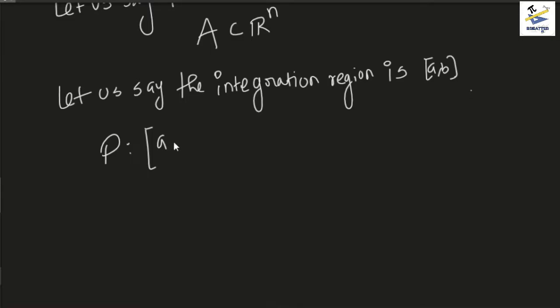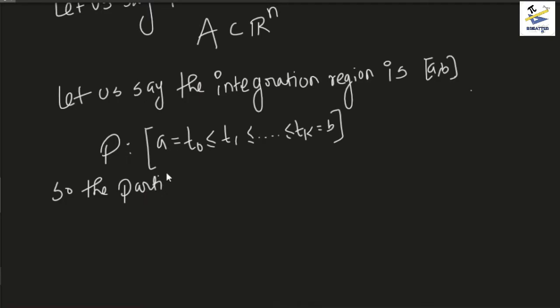We are going to say a is the first point, which we name as t0. Then we have t1, and all the way up to tk, where tk is the last point, which is b. So how many subdivisions are there? The partitions are all disjoint, and their union gives you the actual set which has been partitioned. That is why it satisfies the definition.